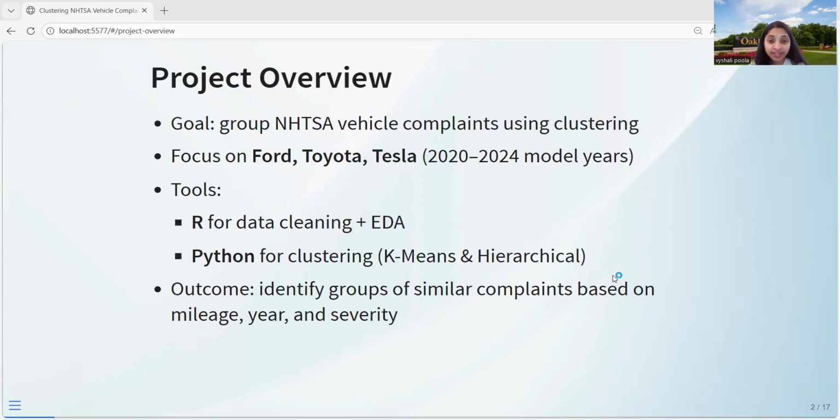First, I used R to clean the data and organize a large data set of complaints to understand the basic structure of the data. Then, with Python, I used clustering algorithms to see whether the complaints form meaningful groups. The goal was not just to create clusters, but to interpret what they represent. For example, whether certain issues tend to occur at similar mileages or with specific model years.